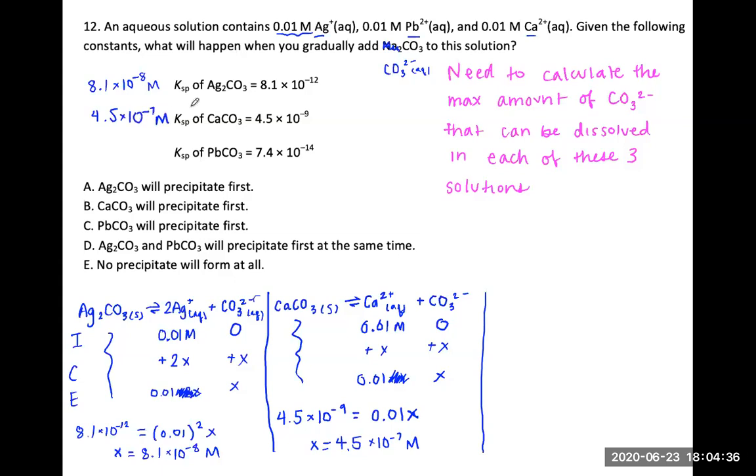Okay. So the way I read that is as soon as I have a little bit more than 4.5 times 10 to the minus 7th molar carbonate, I'm going to start to form a precipitate. And so we just compare the silver carbonate to the calcium carbonate. We can see that it takes less carbonate to form the silver carbonate precipitate. And so between these two, so far, we would say that the silver carbonate will precipitate first. It can handle having less carbonate in solution.